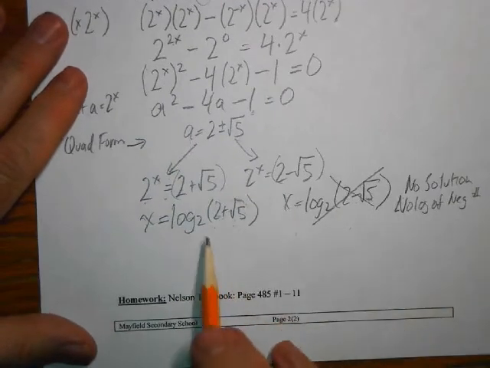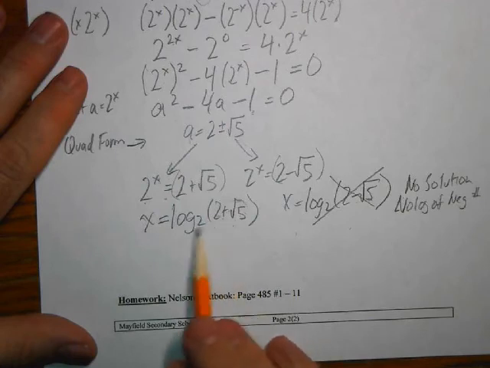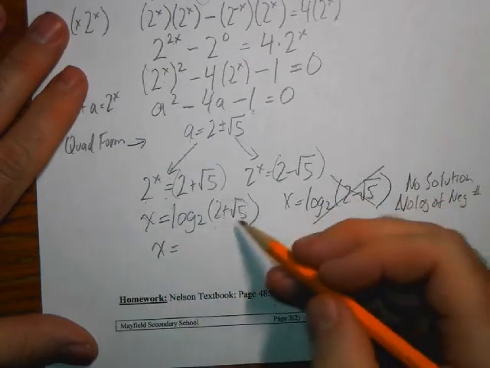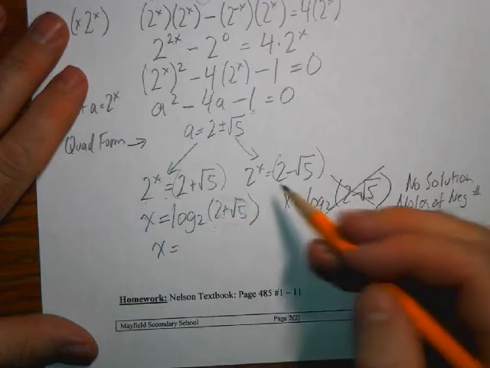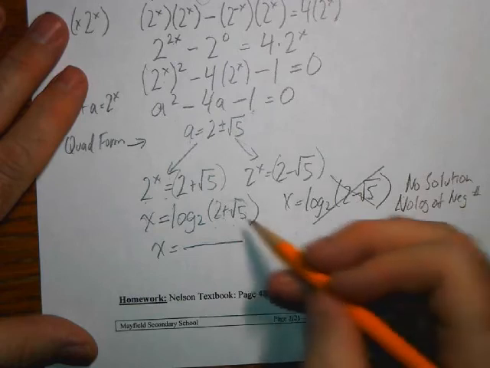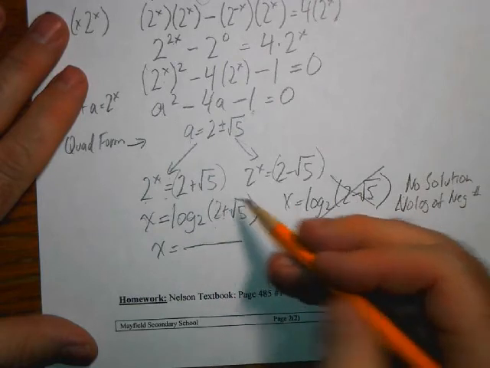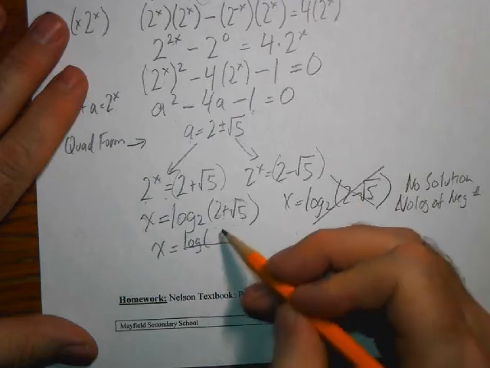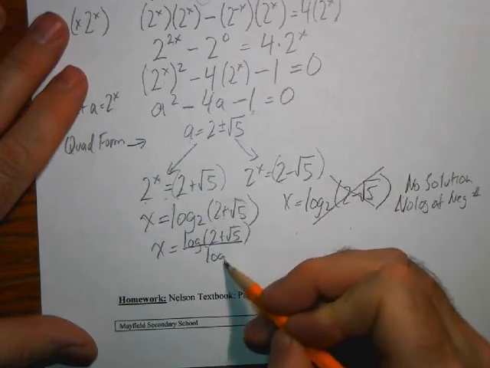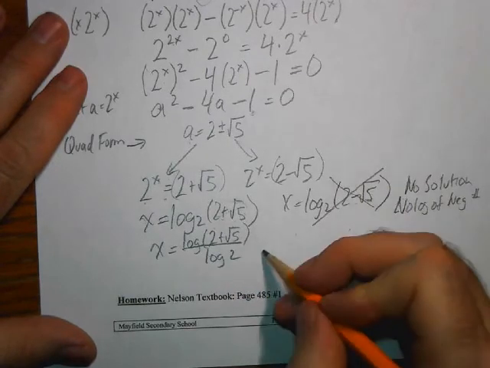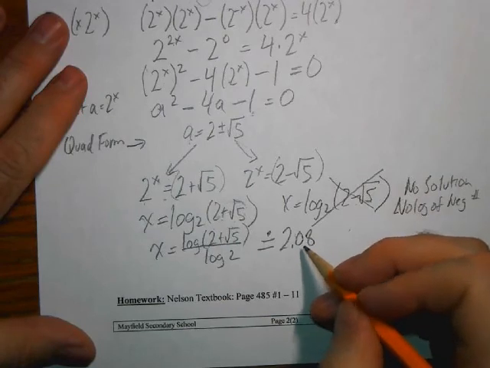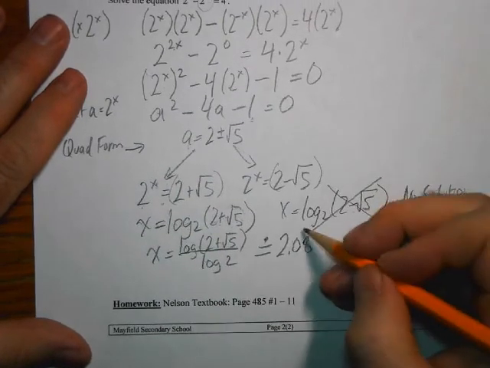If you're trying to figure this out on a calculator that doesn't have that functionality, you use the change of base again. I'd probably like you to do it anyways, even if you have one of these advanced calculators, just so you can do it. So this is going to be the log of 2 plus root 5, and you have to put this in brackets, over the log of 2. And that's going to be approximately equal to 2.08. So there's our answer.